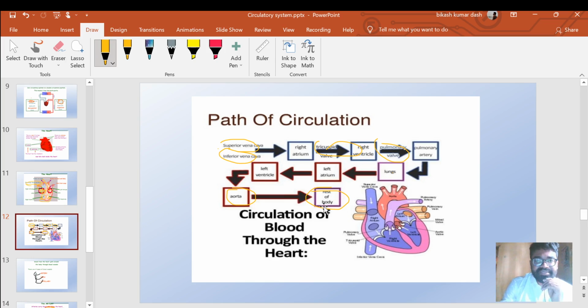Here, pictorially, from the superior vena cava and inferior vena cava, the blood passes to the right atrium. From the right atrium, it passes to the right ventricle through the tricuspid valve. From the right ventricle it passes to the pulmonary artery, from the pulmonary artery to the lungs, then to the left atrium, from the left atrium to the left ventricle, from the left ventricle to the aorta, and from the aorta to the rest of the body. This pathway helps in the circulation of the blood.